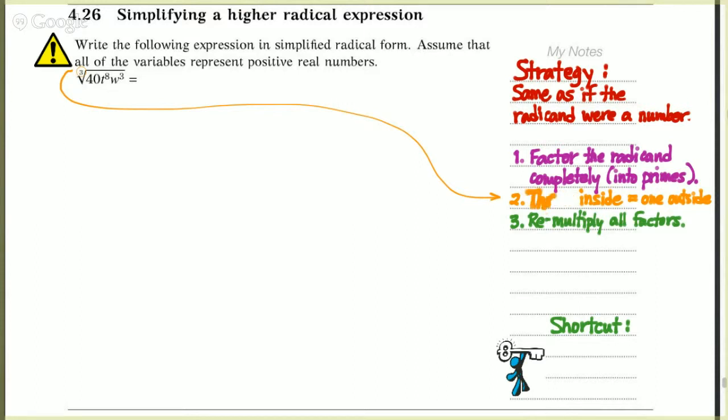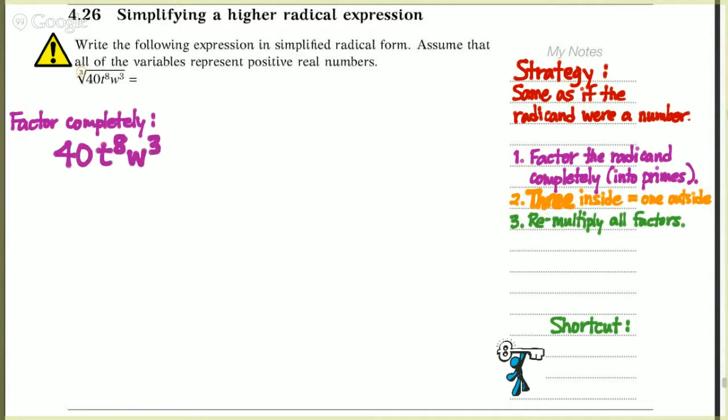So in this example, because we're using a cubed root instead of a square root, we're going to look for groups of 3 of common prime factors or variable factors underneath the radical that we can turn into 1 factor on the outside of the radical. Then if there's any simplification to do, we'll remultiply out all the factors that survive. So let's start by factoring completely. Let's find out what this expression is made of.